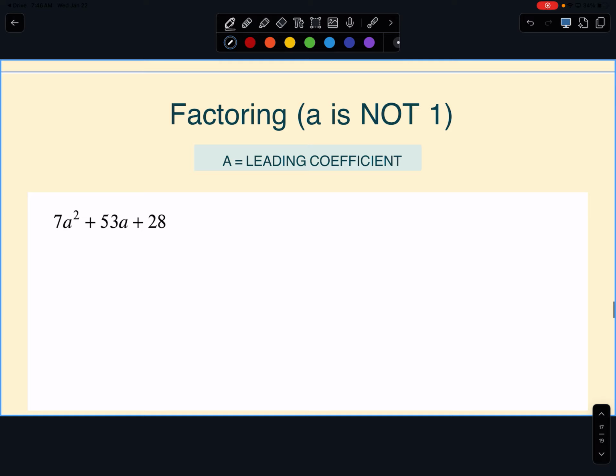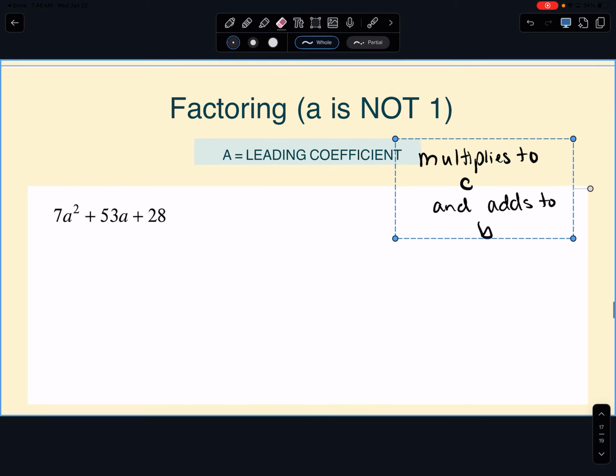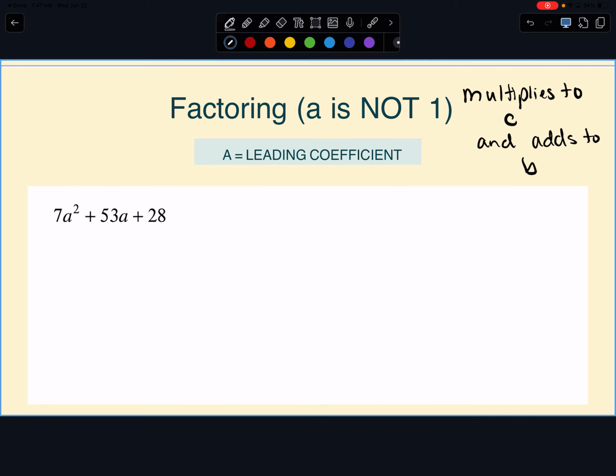Now, when a is not 1, we're using this same process, except we amend it just a little bit. And this actually works for the simpler version, so it's better to memorize this version. Multiplies to a times c and adds to b. So now we want something that multiplies to 7 times 28 and adds to 53.